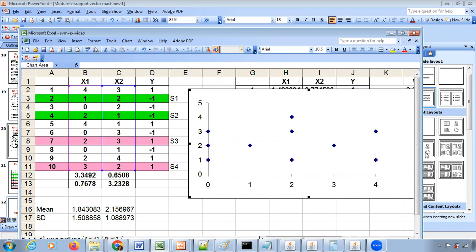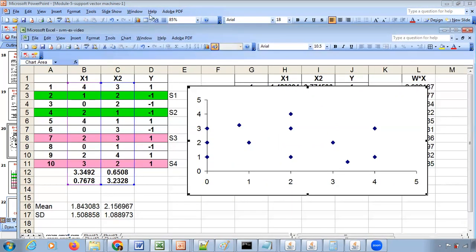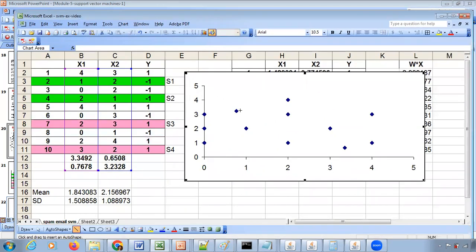So now, if you drag down this blue region to these 2 points, these two will show up. This is your 0.7678 comma 3.2328, and this is your 3.3492 and 0.6508. Like we did before, we can join these 2 points as well, and that's our decision boundary.